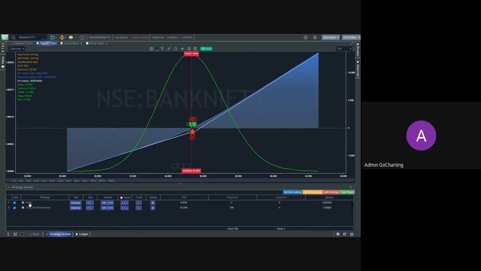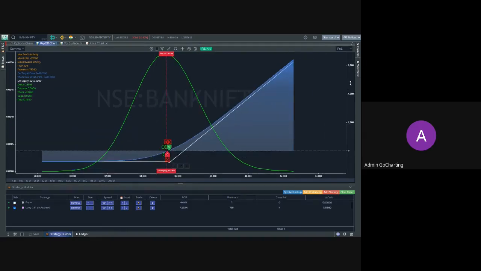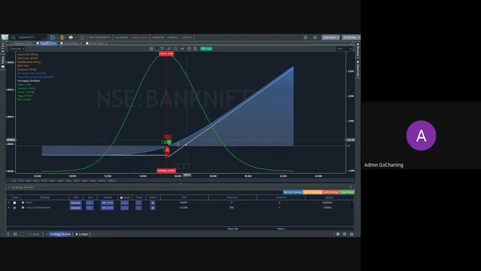And at any point in time, if you want to remove a given strategy, you can directly click on this delete button, right? And it will remove it from the PNL analysis. So like this, every strategy can be, and you can also deselect a given strategy at a strategy level. So once I've deselected, you're basically right now looking at only a long call back spread.